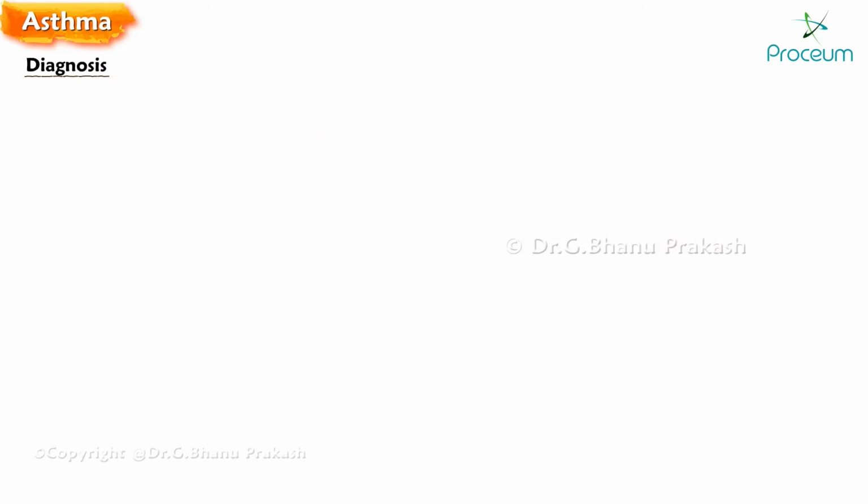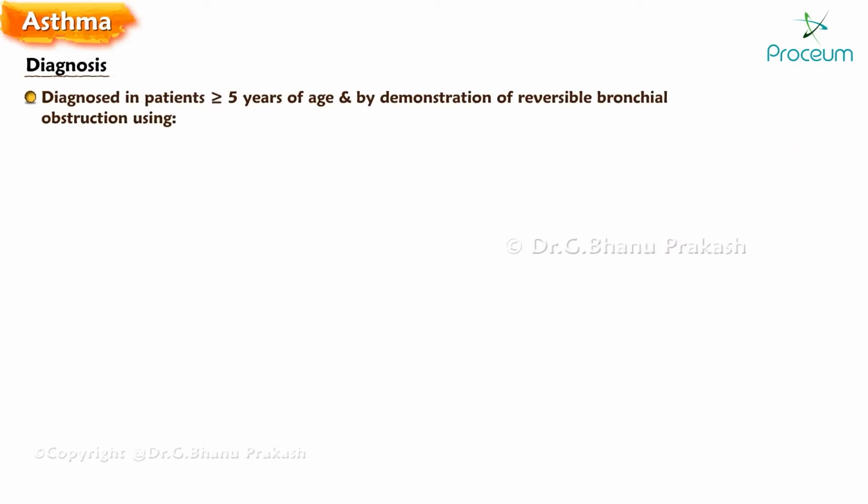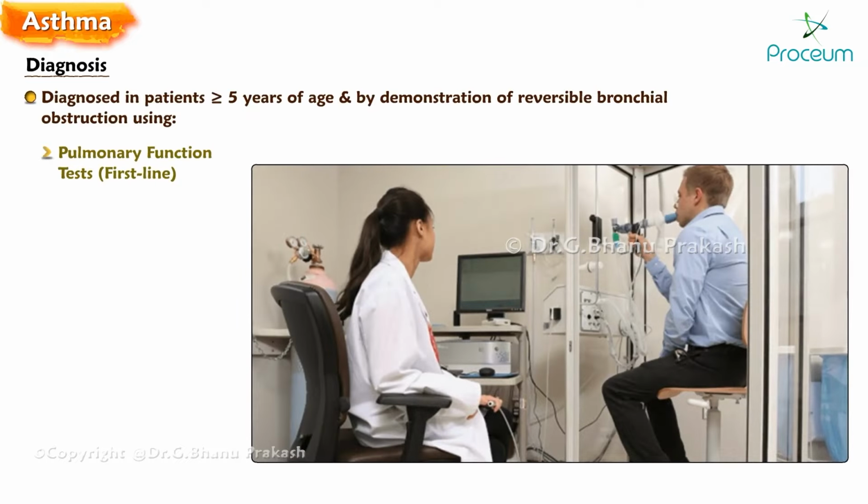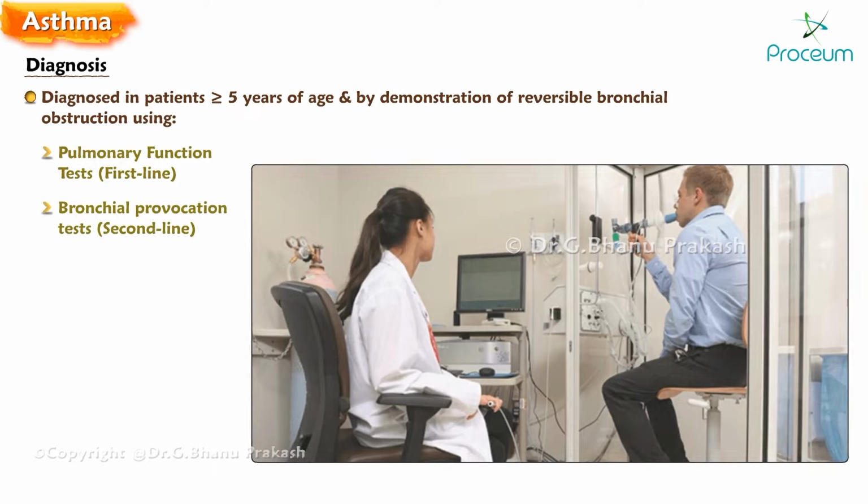Diagnosis. Asthma can be diagnosed in patients greater than 5 years of age by demonstration of reversible bronchial obstruction using pulmonary function test, first line. If initial pulmonary function tests are inconclusive, second-line bronchial provocation test can be used.